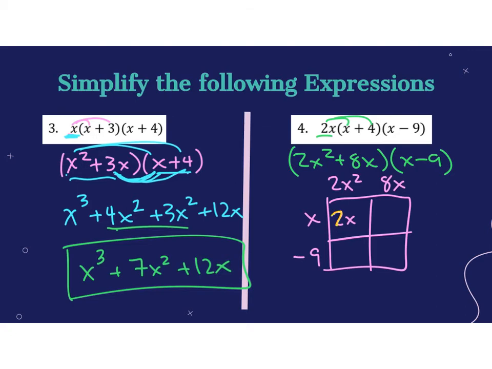Let me change colors here so it's a little easier to see. 2x to the third in the middle. 8x squared, then negative 18x squared, and the last one is negative 72x. These are my like terms. Put those together. So 2x to the third minus 10x squared minus 72x.